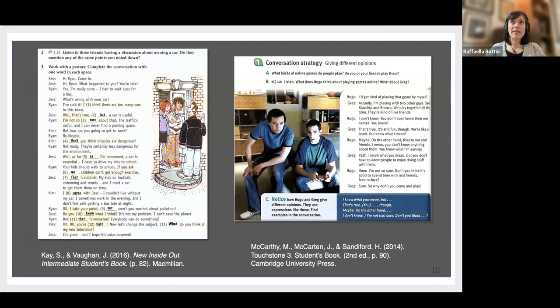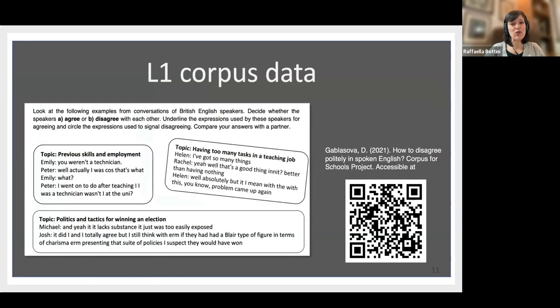And the problem is that the use of this type of teaching materials sets an unrealistic target. So learners are exposed to unrealistic examples of language use in spoken interactions. On the other hand, if we use corpus data to produce teaching materials, we can present learners with all the features that enrich our spoken language.